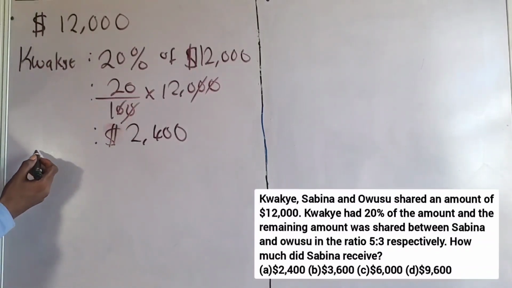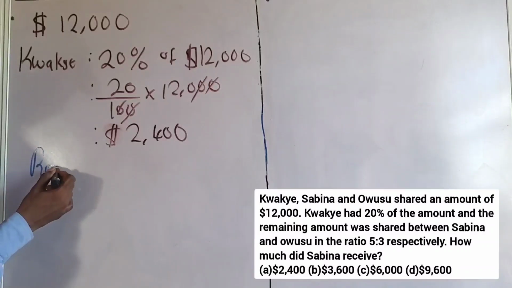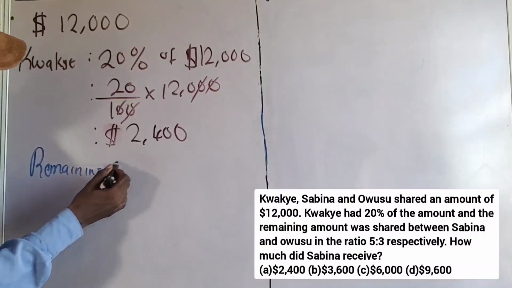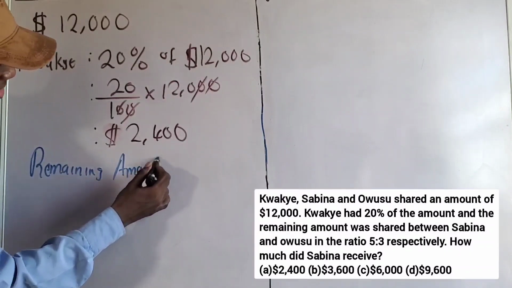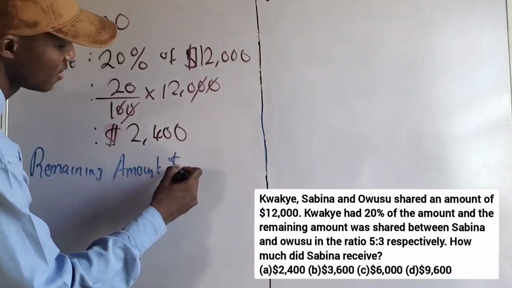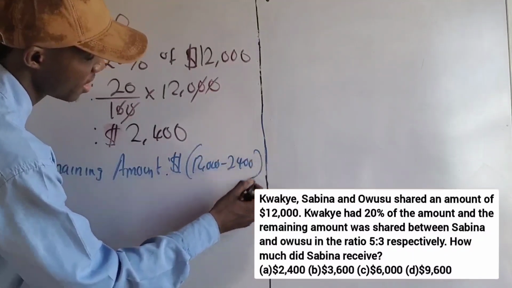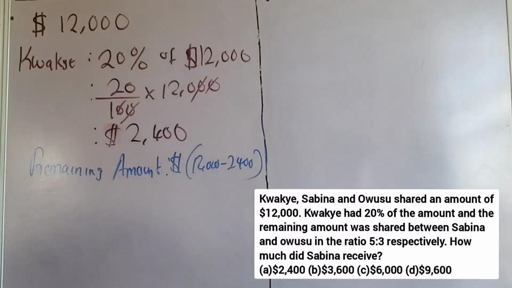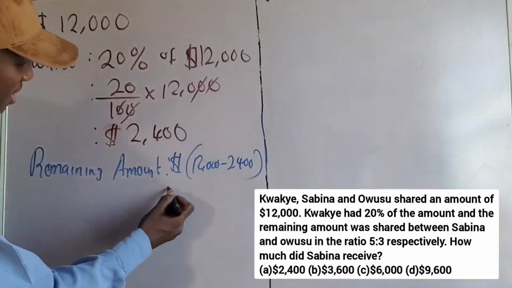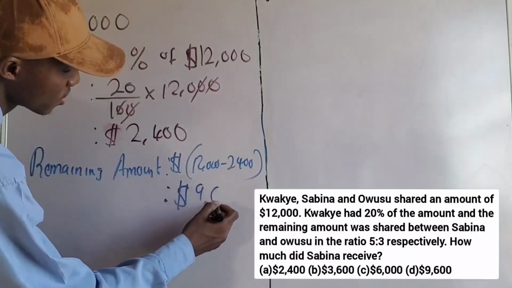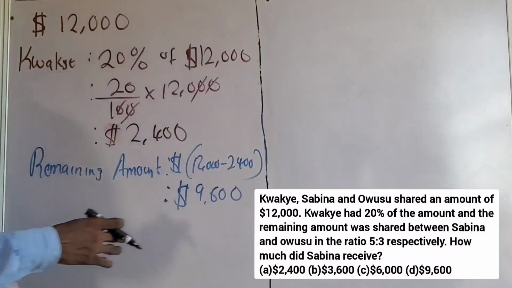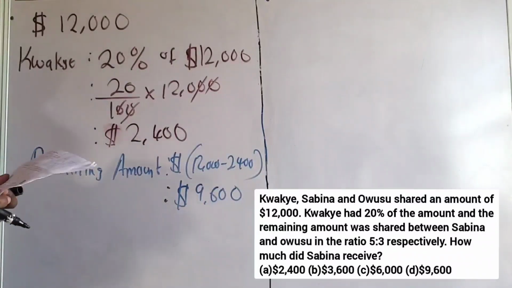So the remaining money, let me put it. The remaining amount is $12,000 minus 2,400. That will give us 9,600. So the remaining amount is $9,600. This is the amount of money that was shared between Sabina and Owusu.